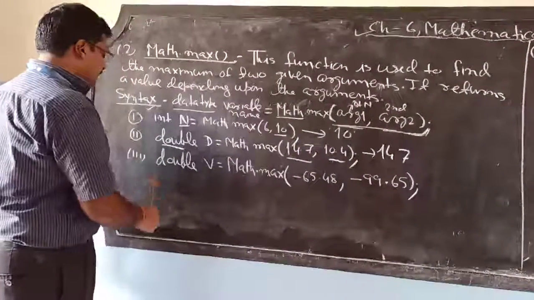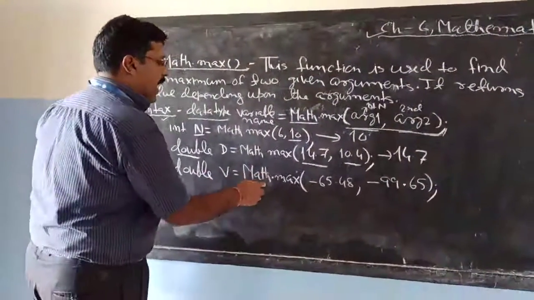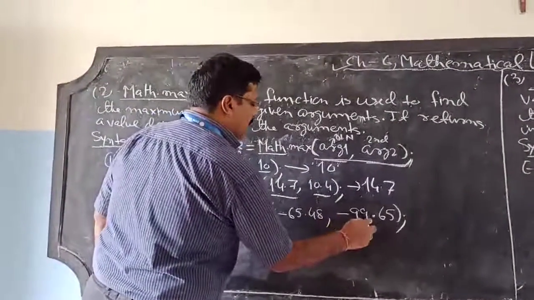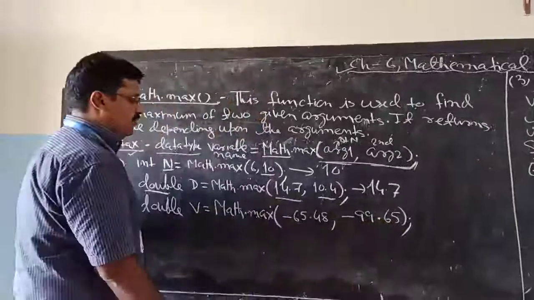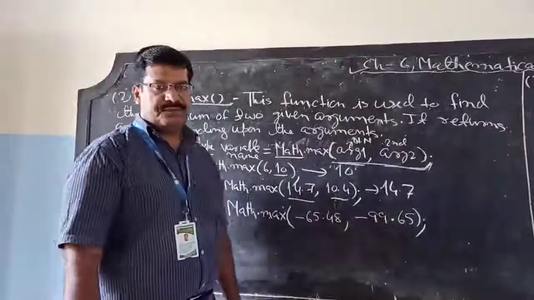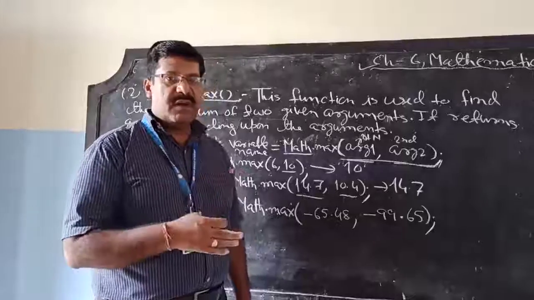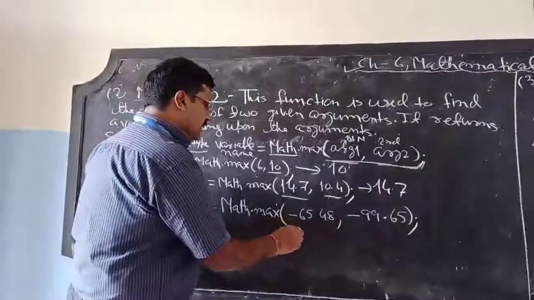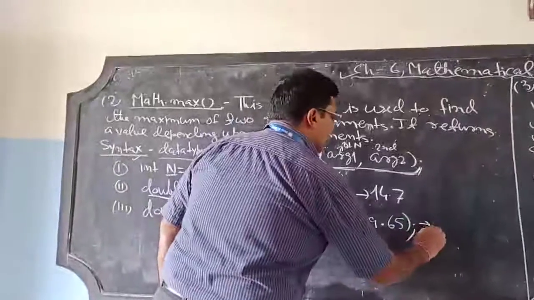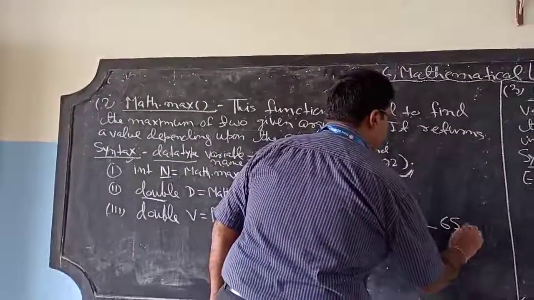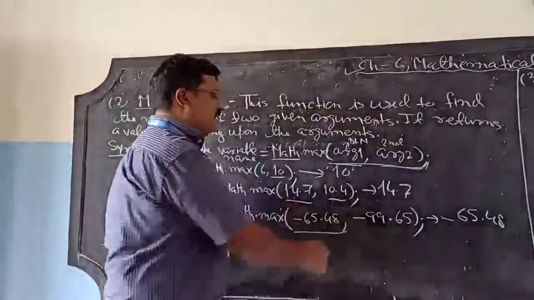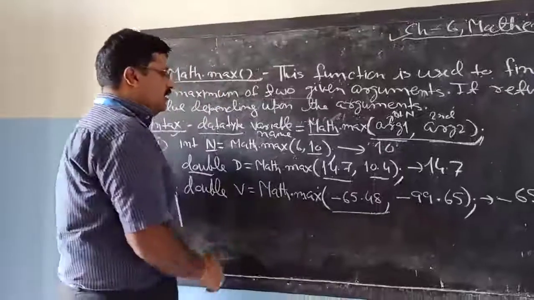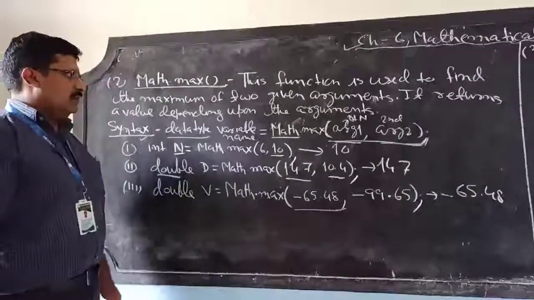Okay. Third example, double v = Math.max(-65.48, -99.65). Now tell me which is the bigger. For negative numbers, the smaller number is bigger. So what will be the output? Output will be -65.48 because this is bigger than -99.65. Okay. So its data type is double.